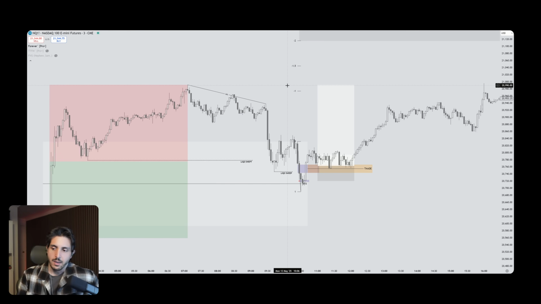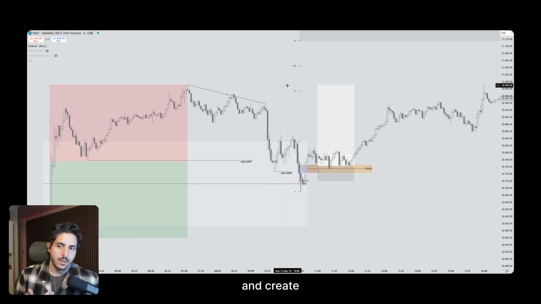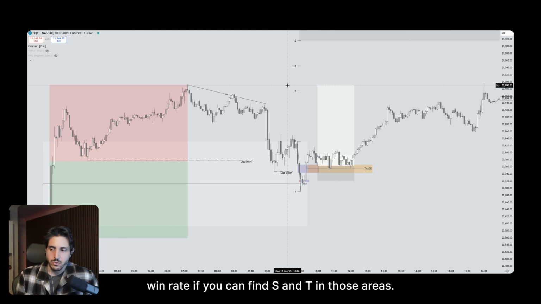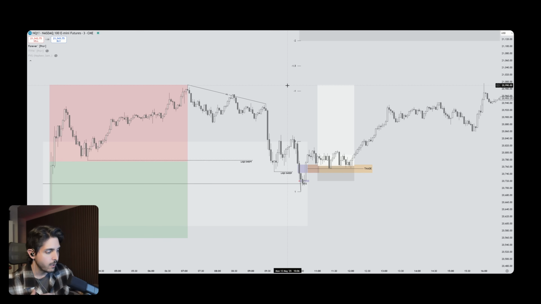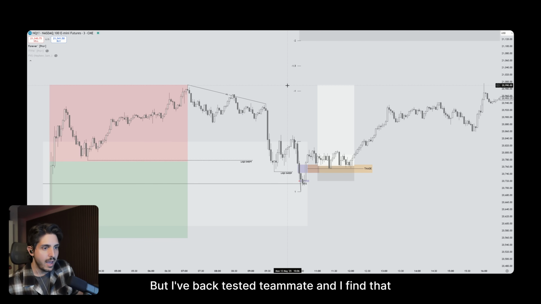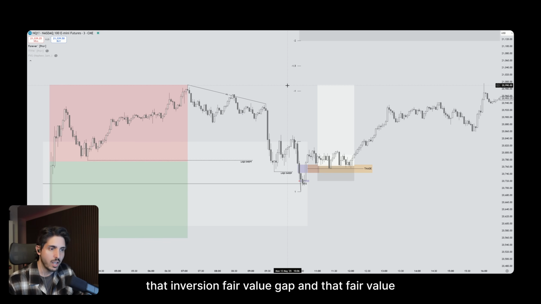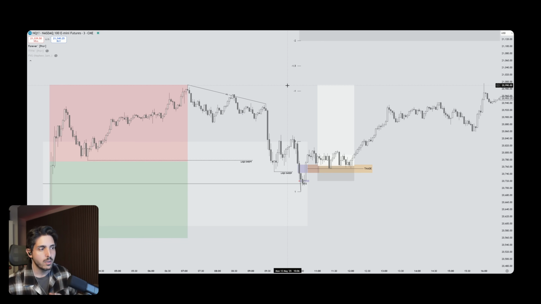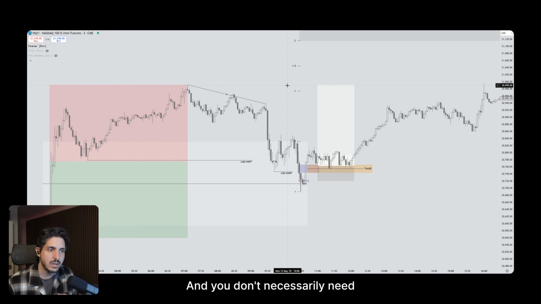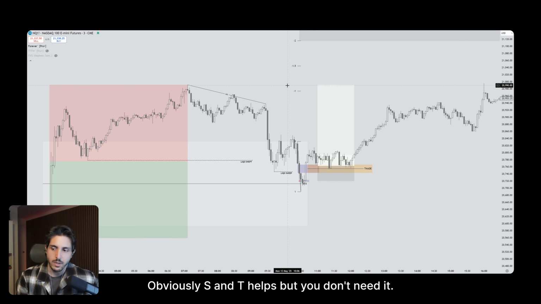And yes, exactly. The reversals are where S&T is most likely. So finding S&T at those areas is just going to create a higher probability and a little bit higher win rate. There are incredible traders who literally will not take a trade unless the S&T is there. But I've back tested TMade, and I find that because we're using an overlapping area, that inversion fair value gap and that fair value gap, and if you're tying it with the sweeps and the higher time frame imbalances, it's very high probability, and you don't necessarily need the S&T. Obviously, S&T helps, but you don't need it.